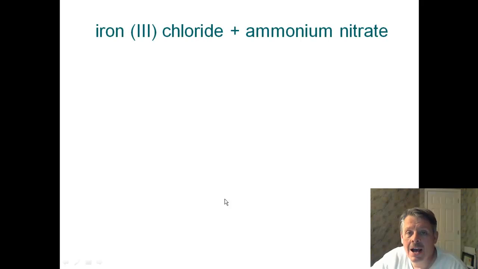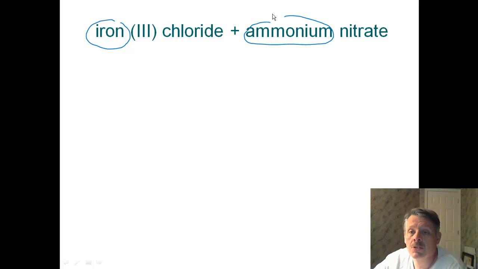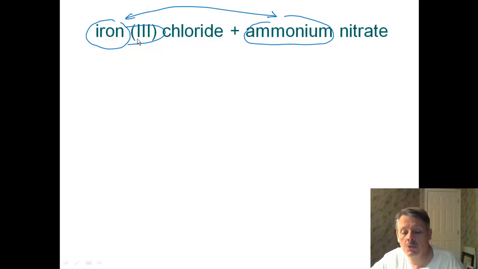How about iron chloride and ammonium nitrate? Well, again, we have to pull out our solubility table to figure this out. But the first thing we do is we look at the words, which are iron, and we look at ammonium, and we're going to cross them. So they're going to go with the different partners. So our iron 3 is going to go with the nitrate, and the ammonium is going to go with the chloride. So we have iron 3 chloride and ammonium nitrate.